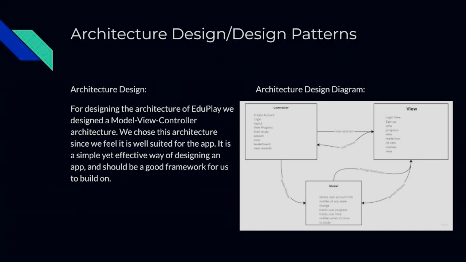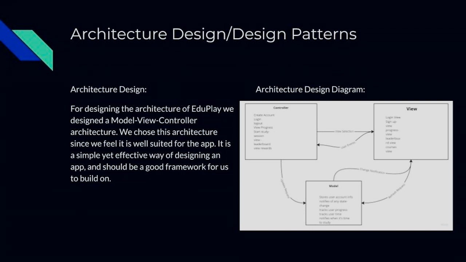As seen to the right in the architecture design diagram, the controller handles the create account, log in, log out, view progress, start study session, view leaderboard, and view rewards handle, which then transfers the view selection to the view, which handles the login view, the sign up view, progress view, leaderboard view, and courses view, which then handles back to user events.